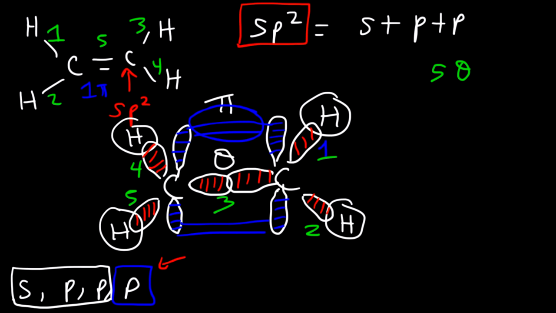So make sure you know this for your tests. Whenever you have unhybridized p orbitals, they are used to make pi bonds. And whenever you have an overlap of atomic orbitals, which usually occurs with hybrid orbitals when you're dealing with carbon atoms, those are typically used to make sigma bonds.